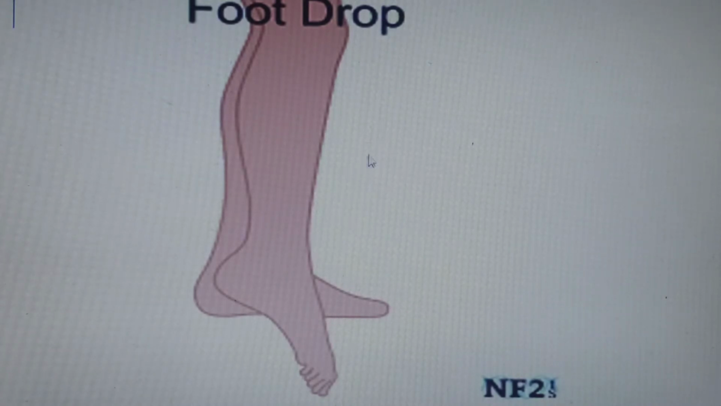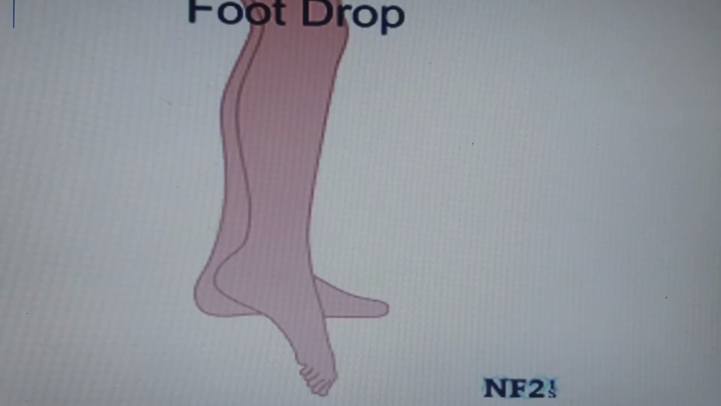Now what happens is that the common peroneal nerve moves around the neck of the fibula. So if there's a fracture in the neck of the fibula, then it could cause injury to the common peroneal nerve. And we say the common peroneal nerve will give rise to a deep branch as well as the superficial branch.